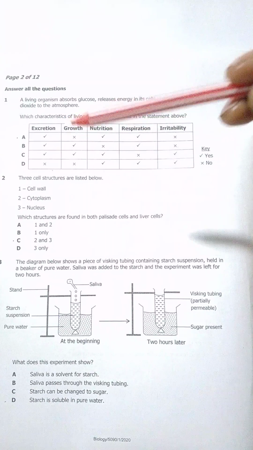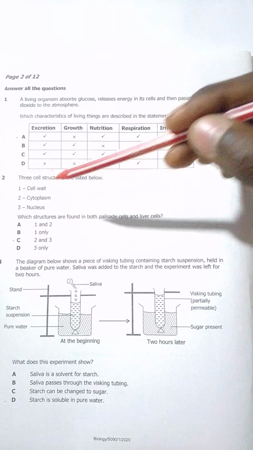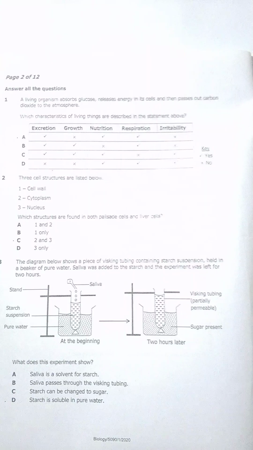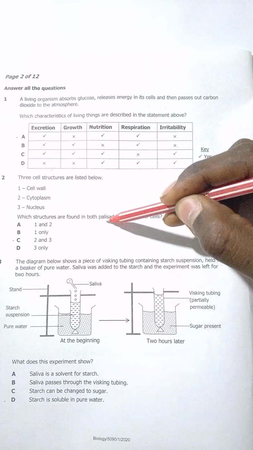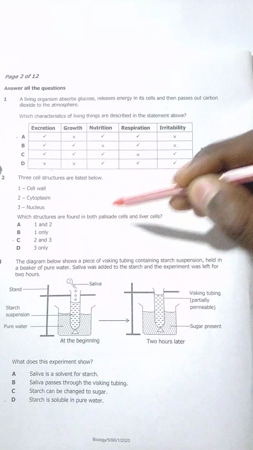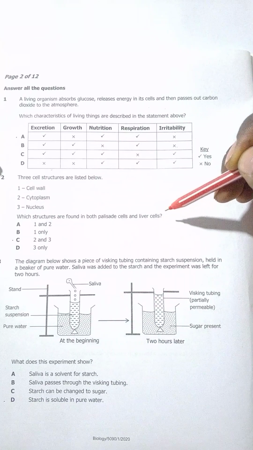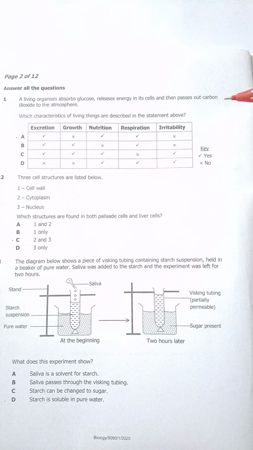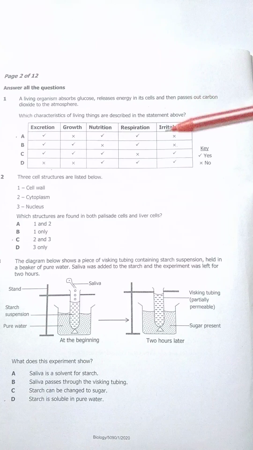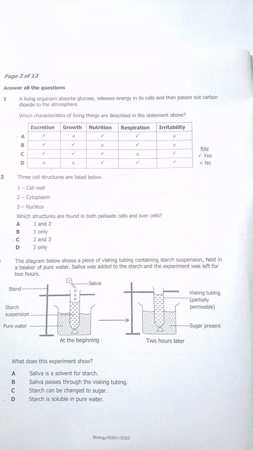Question 2. Three cell structures are listed below. We have cell wall, cytoplasm, and nucleus. Which structures are found in both palisade and liver cells? We know that palisade is talking about plant cells, then liver cells are animal cells. All animal cells have no cell wall, so automatically the cell wall is excluded. So the possibility of getting our answer is from 2 and 3. So we're talking about C. So C is our answer.